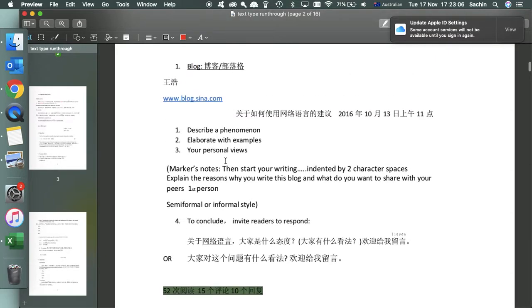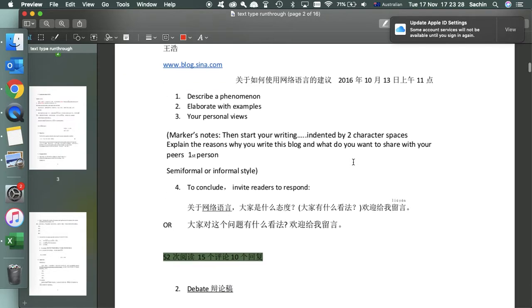And then here in these marker's notes, which I've written, this is just a general thing for all text types, but when you start writing, you should indent your character spaces by 2 because the IB is really nitpicky on that. One time, I indented my character once, and I got 2 marks removed. So sometimes they can be strict as well for that.